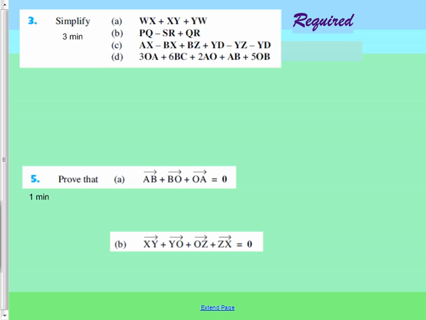Can you tell if this is vector WX, vector XY, and vector YW? What's the answer? What did it start with? W. What did it end with? W. What does that mean? It's a 0 vector.